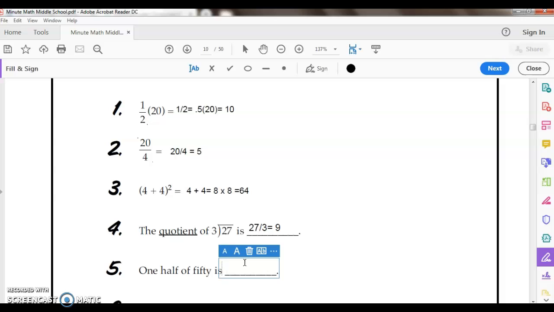1/2 of 50, well, we know that 1/2 is going to be set up like this, times 50. And like I told you about the fraction, you want to turn that into a decimal. So that would be 0.5. 0.5 times 50 should give you 25.